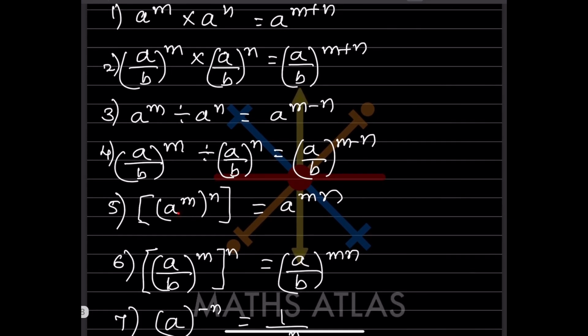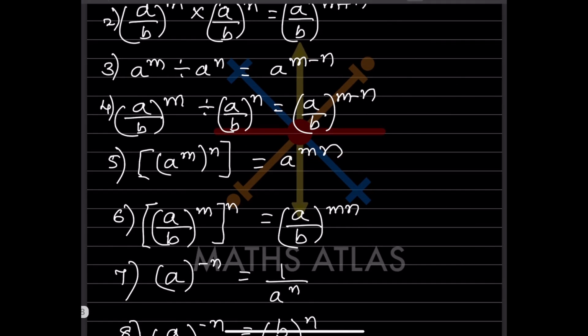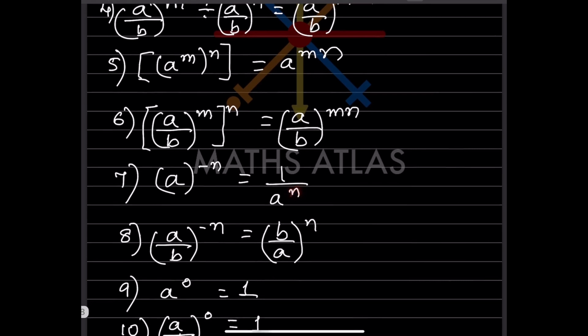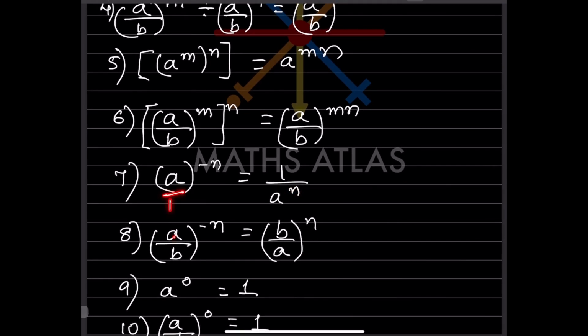Now here, wherever it is a raised to m with the bracket given and then there is n, it means you have to multiply these, so that is going to be a raised to mn. And same here, if it is divided by b, that also will be a by b raised to mn. Now here, if it is a negative exponent, we can see a raised to minus n is 1 by a raised to n. And if it is divided by b, we have to remove the negative and make it positive, so it is going to be the reciprocal, b by a raised to n.